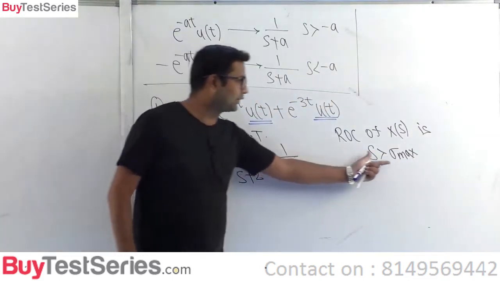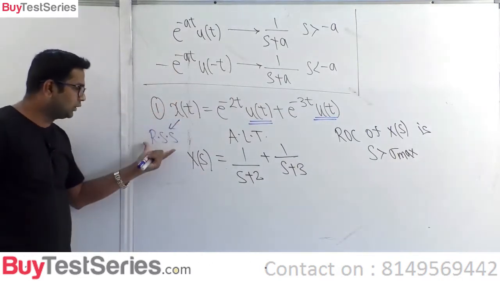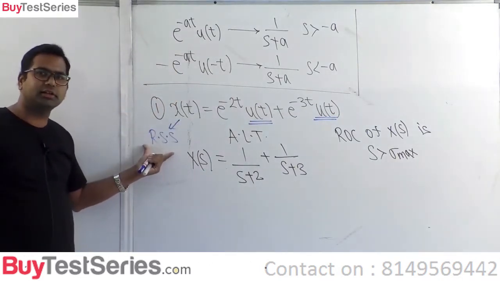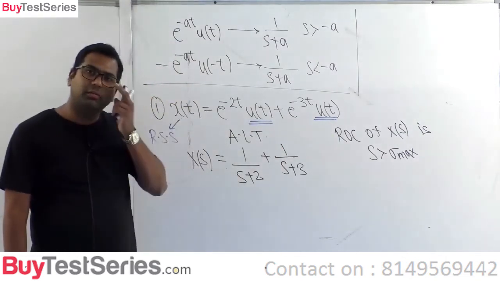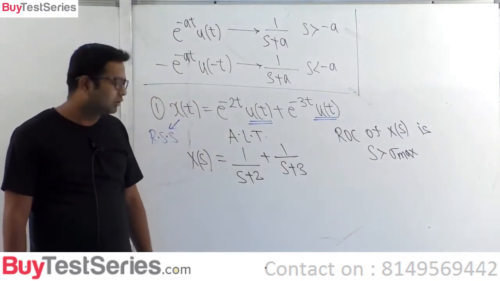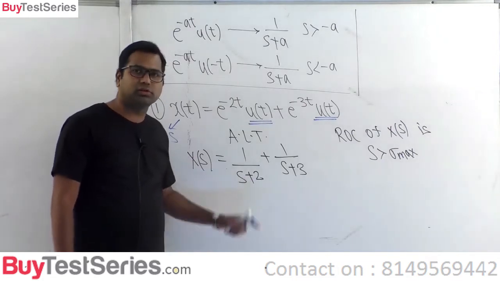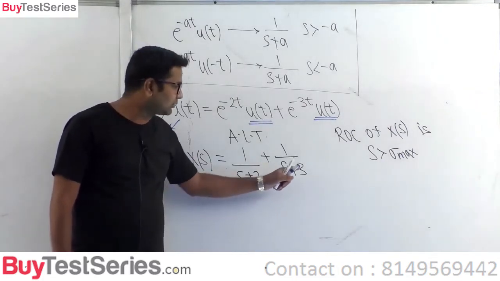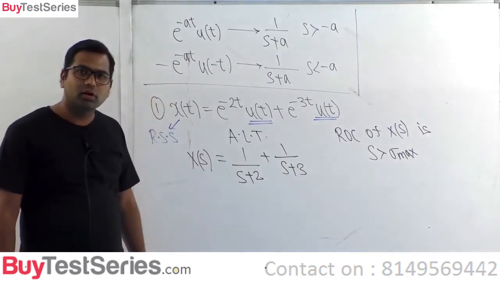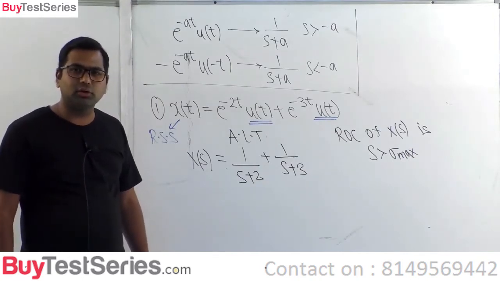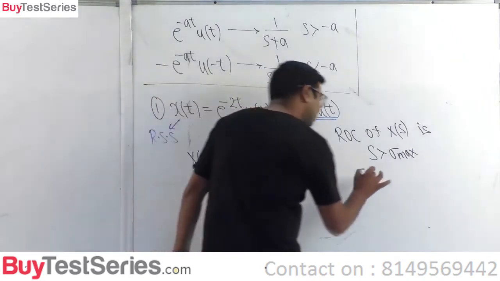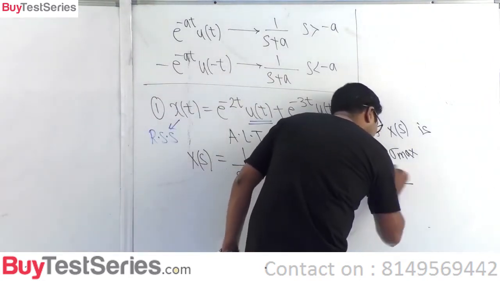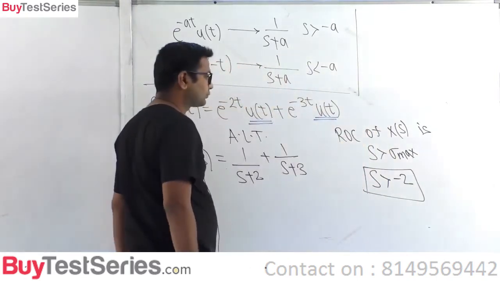Why did I write S greater than sigma max? Because the signal in question is a right-sided signal. Now, what is sigma max? Sigma max is the maximum pole. As you can see, we have two poles. One is minus 2 and one is minus 3. Which pole is maximum? Minus 2 or minus 3? As we know, minus 2 is greater than minus 3. Therefore, the ROC in this case will be S greater than minus 2.